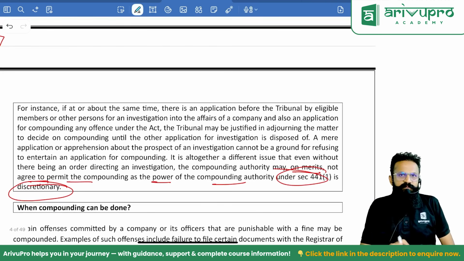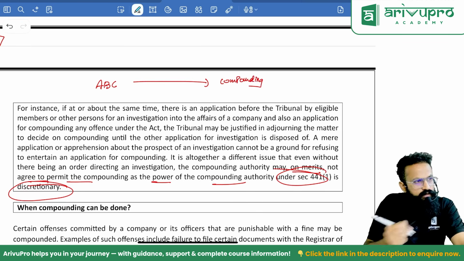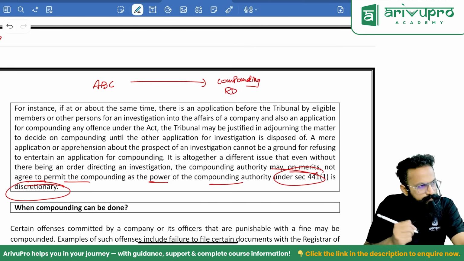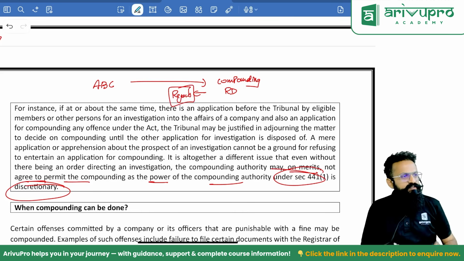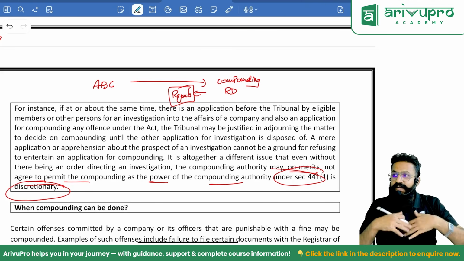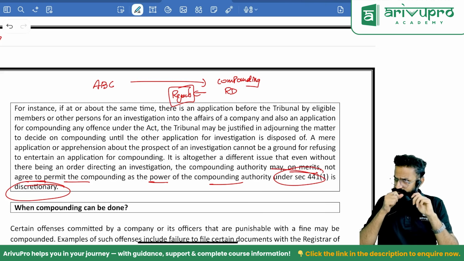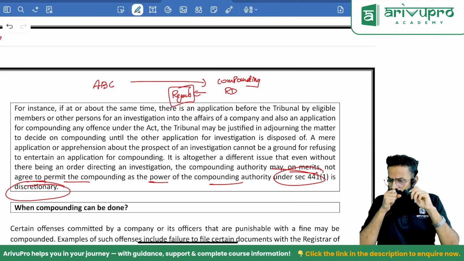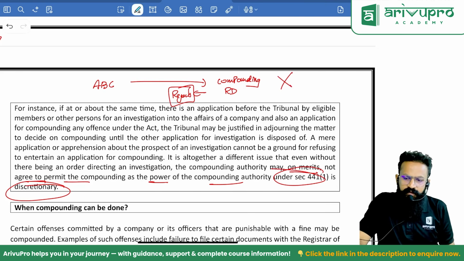Okay, I'll try to explain one scenario. ABC files an application for compounding with, let us imagine, the RD. The RD rejects the application. Is this valid or invalid? Valid. Why? They have the authority, the discretionary power, to reject the compounding application. Is this clear? Agreed. As you rightly said, people, this cannot be challenged.